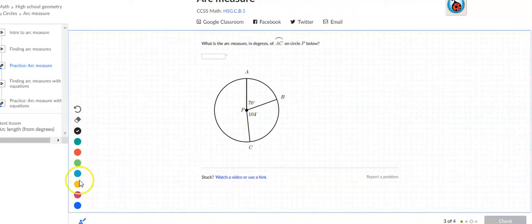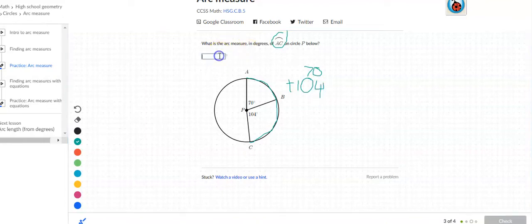Okay, this time it asks us to find AC. And because it's only 2 letters, AC means it's the shorter distance. And so all I have to do is add 70 plus 104, which gives me 174.